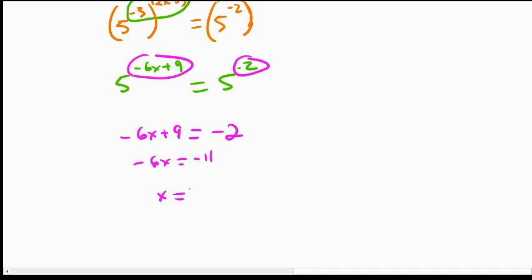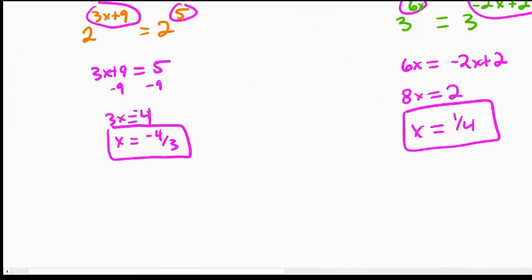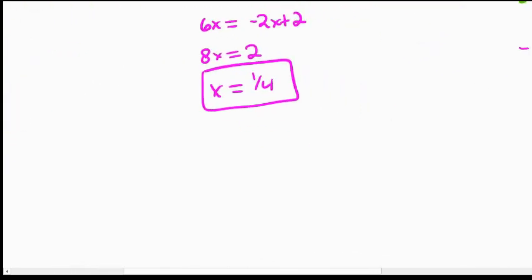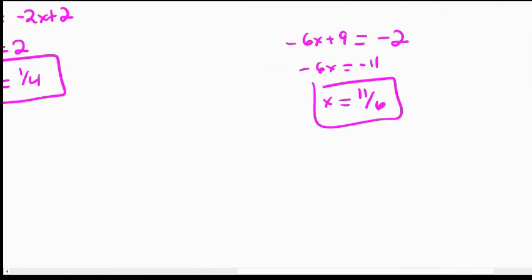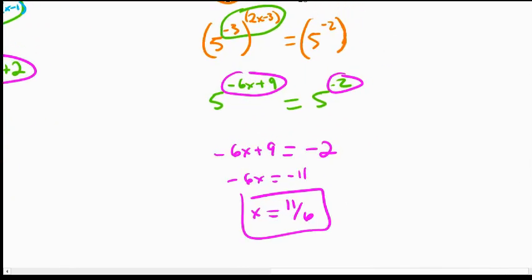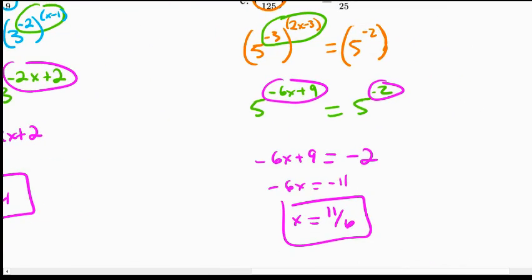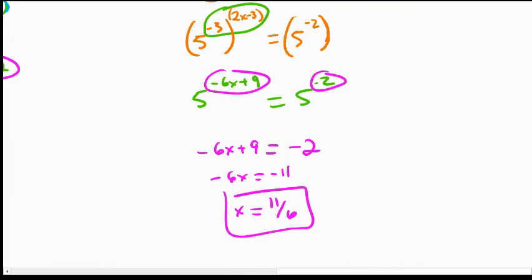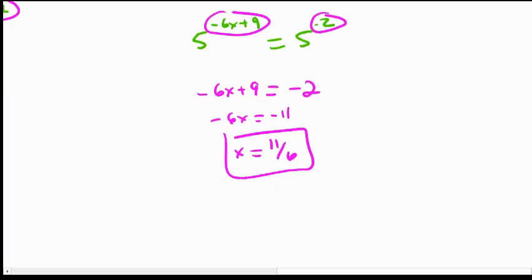positive 11 over 6. Let me double check my answers here and make sure I did all that right. Yeah, so for my final answers here, I had -4 thirds, 1/4, and 11 over 6. Again, the process is just make the bases the same, use the power rule to multiply, set the exponents equal to each other, and solve for x.